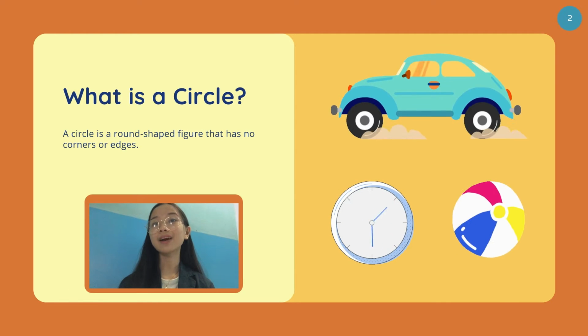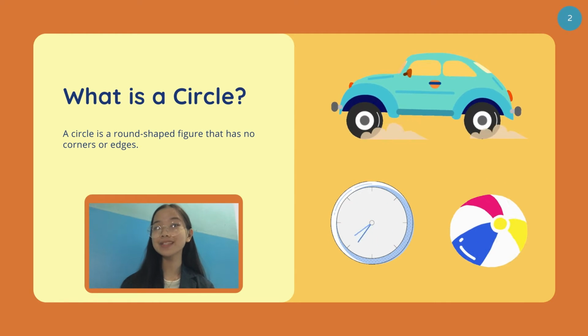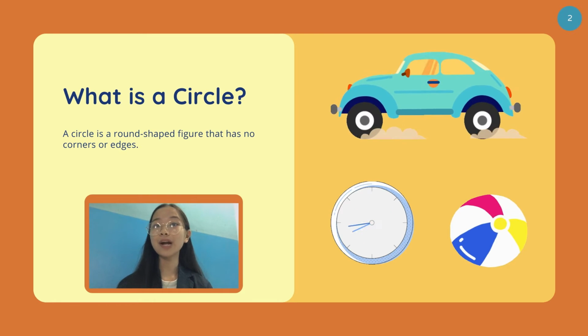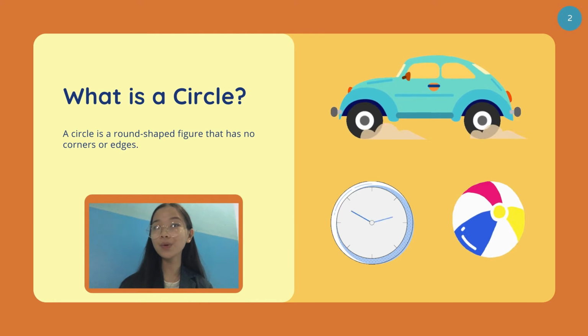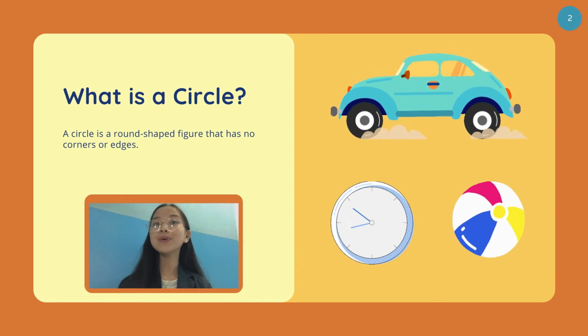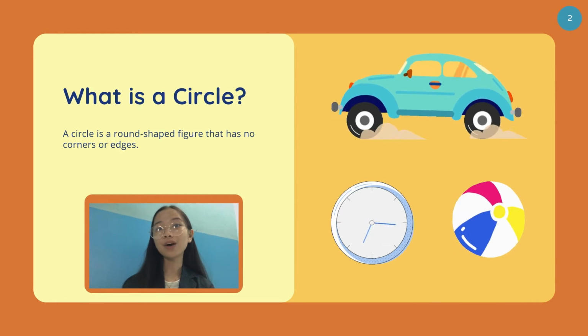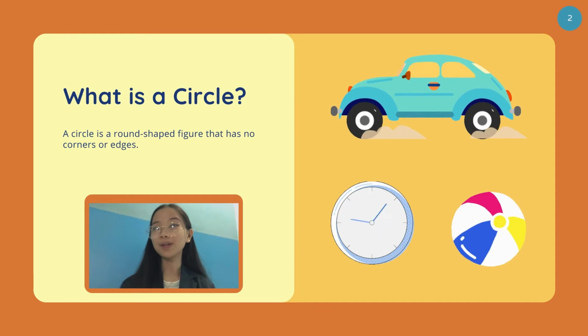To understand the concept of arcs, we must first understand what a circle is. A circle is a round-shaped figure that has no corners or edges. We see circles in our everyday lives, such as the wheels of a car, the clock on the wall, and the beach ball on the beach.